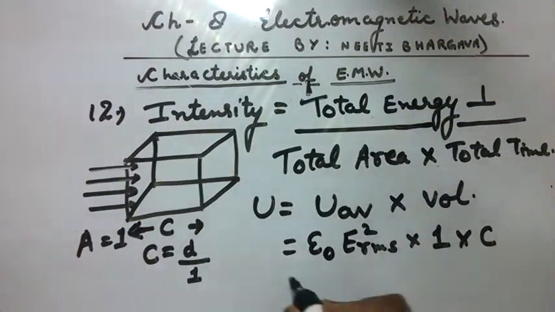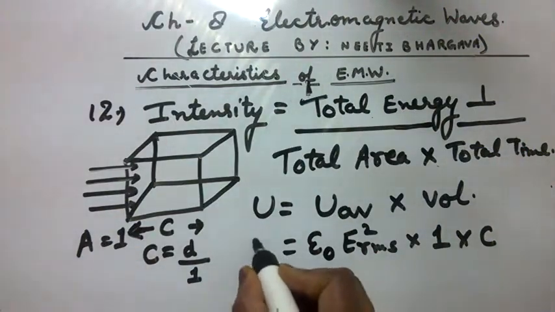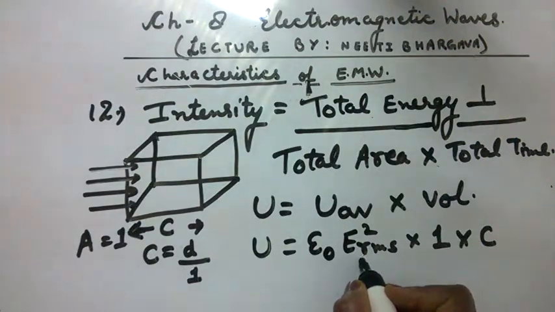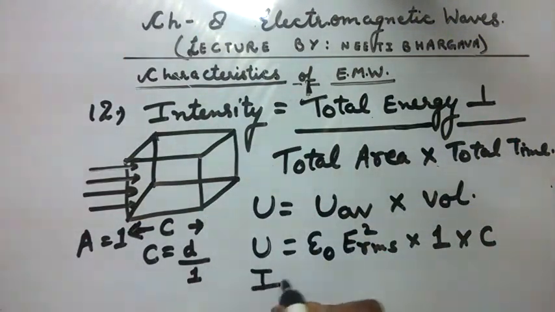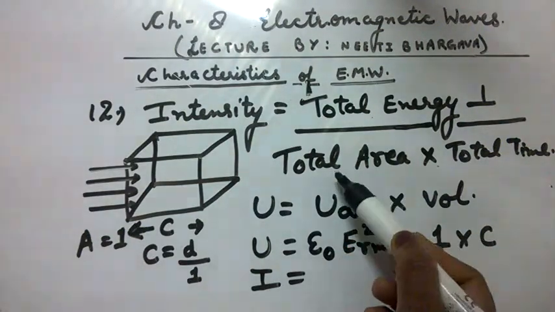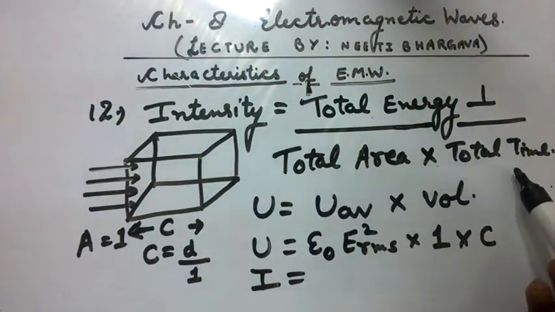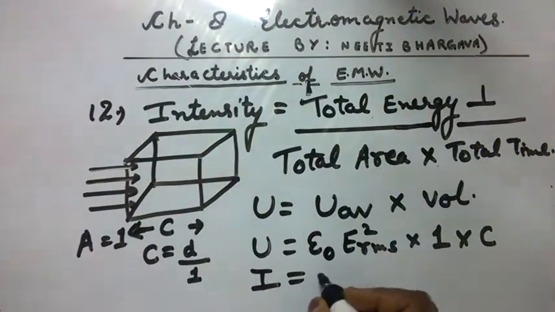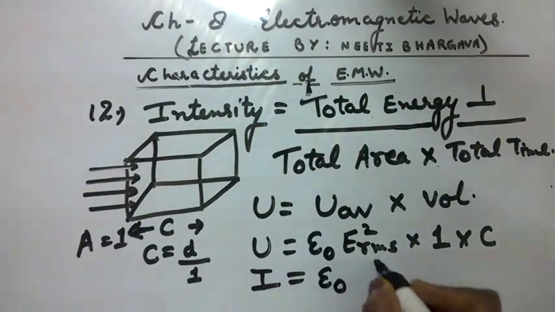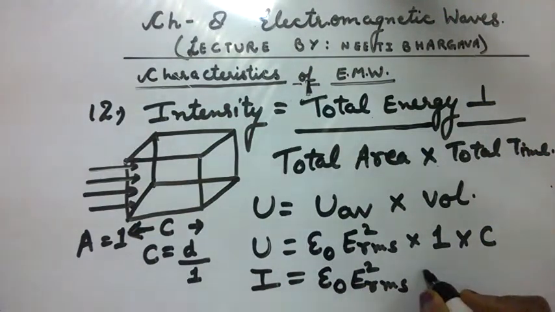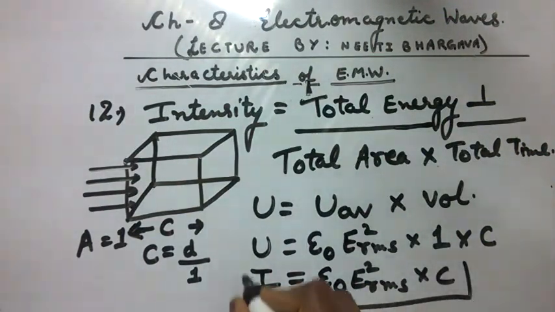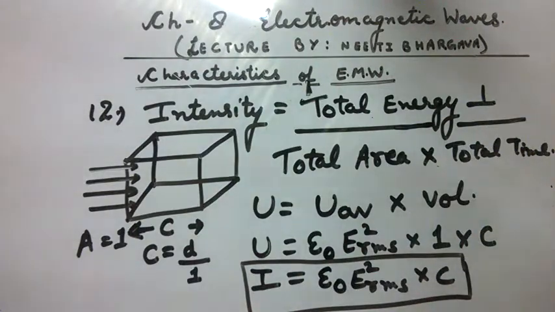Therefore, we get U equal to epsilon naught E_RMS square into C, which is also equal to the intensity, as total area is equal to 1 unit and total time is also equal to 1 unit. So, intensity in terms of root mean square value of electric field is equal to this. Now, here we can write intensity in terms of root mean square value of magnetic field.